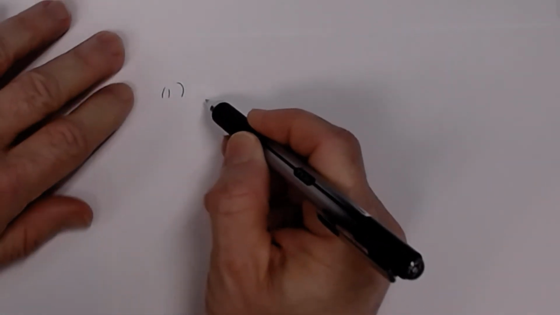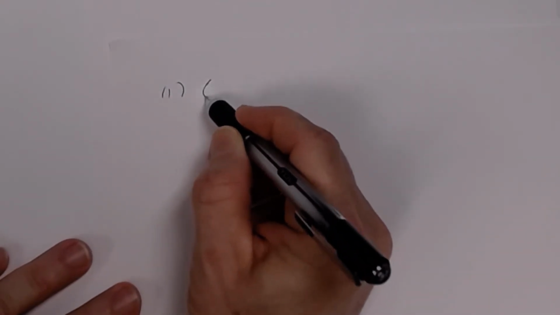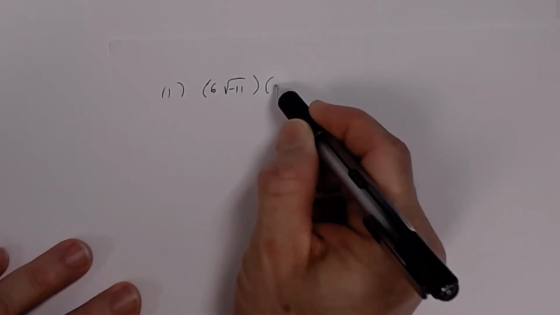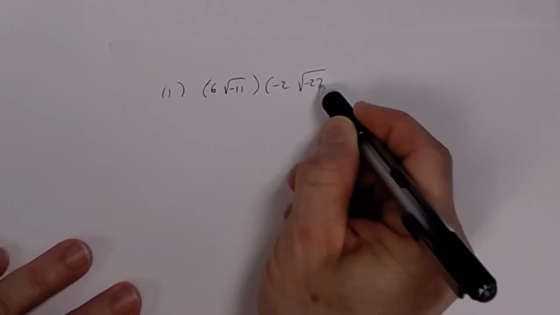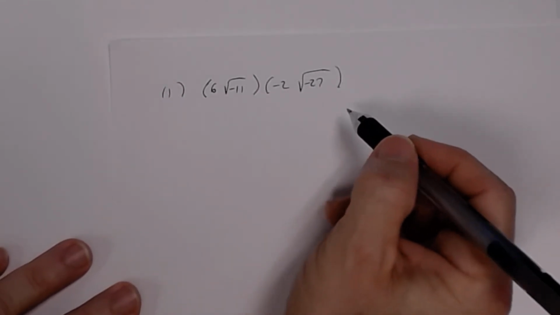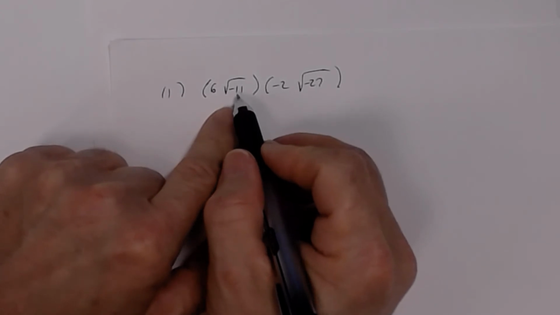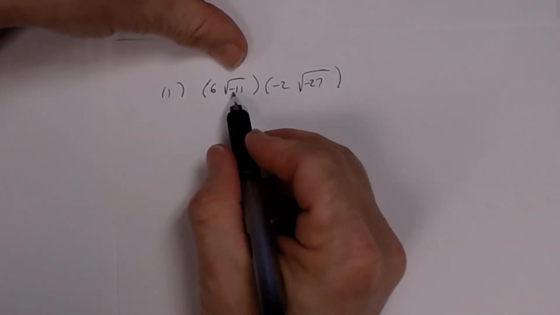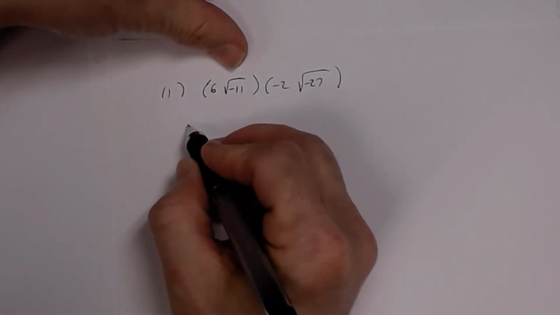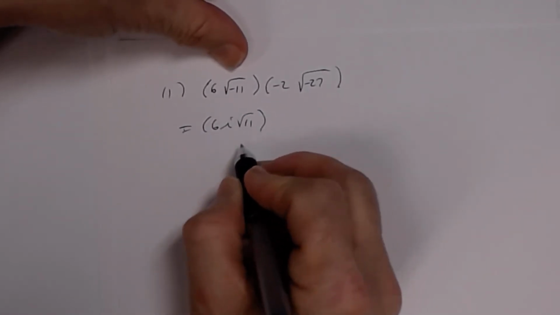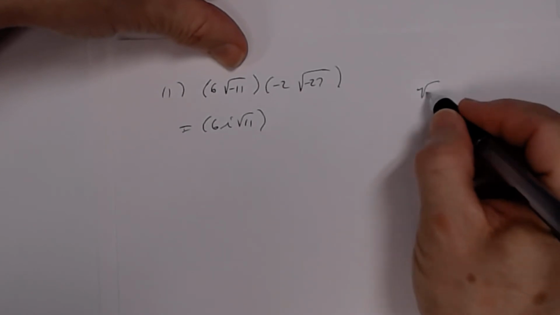So let me do this. This is number 11. And so number 11, I have 6 square root of negative 11 times negative 2 square root of negative 27. Okay? All right, now let's deal with the negative radicands. So I know that the square root of negative 11 can be written as 6i square root of 11.